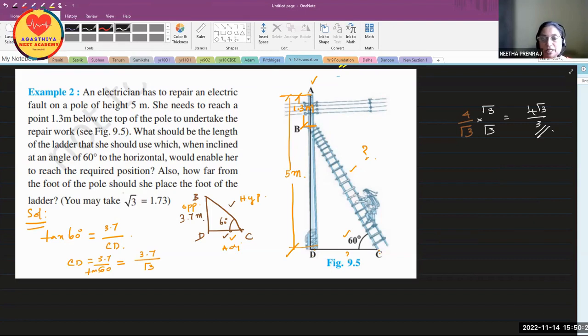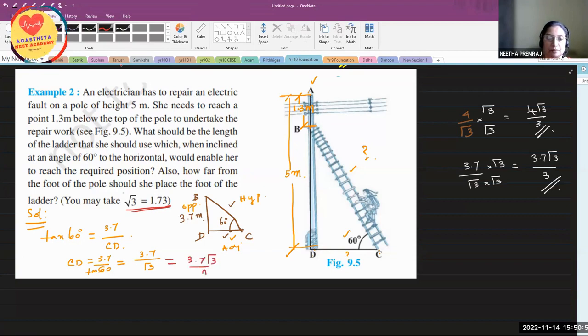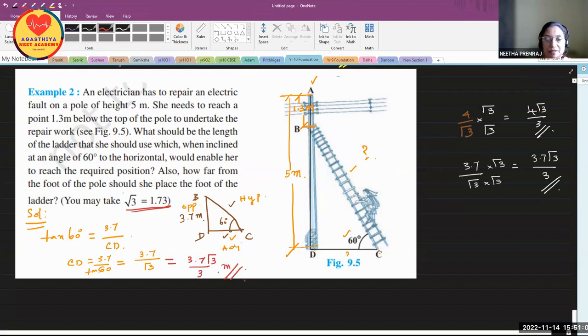So the same thing we are doing here. 3.7 over root 3, so multiplying and dividing by root 3 to eliminate the root. So this is the answer. Actually, if they give that value, you can apply and calculate it. Now I am giving the answer in terms of root 3. That's fine, for time being. This is also in meters. Okay, dear. Next, so we found CD.